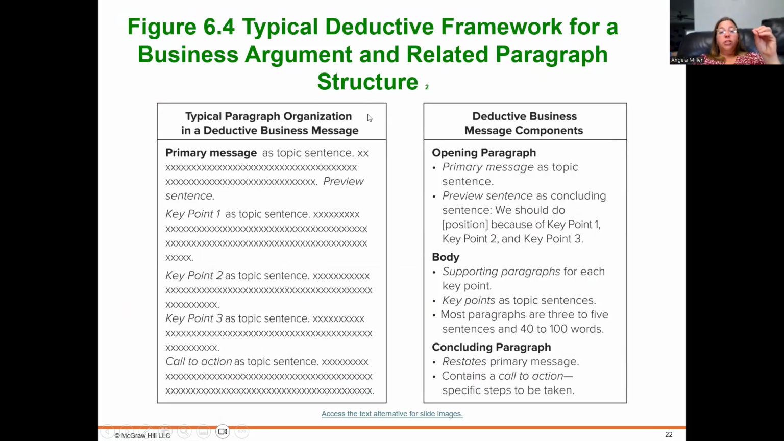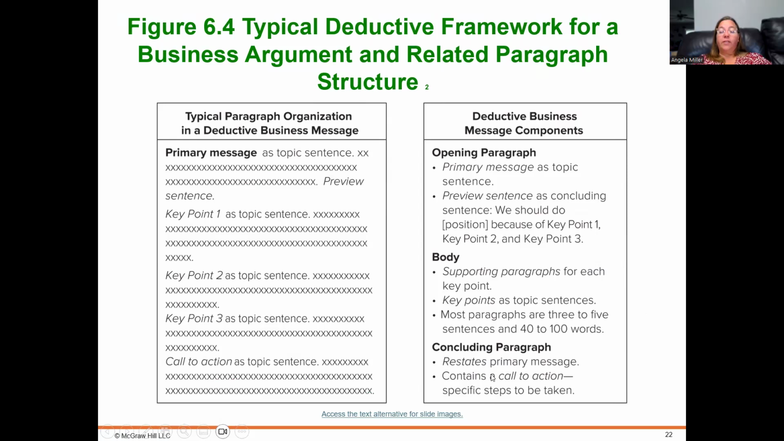All right, so here's just a very simple deductive format for a business message. You can see here that opening paragraph talks about the primary message, and just kind of a preview of what your key points are. Then you've got the body, which includes your key points, and then its supporting evidence in each one of those paragraphs. These paragraphs are going to be anywhere from 3 to 5 sentences long. Remember, we don't want to be super wordy. We want to be clear and concise.